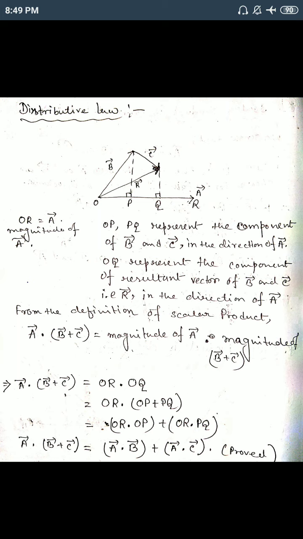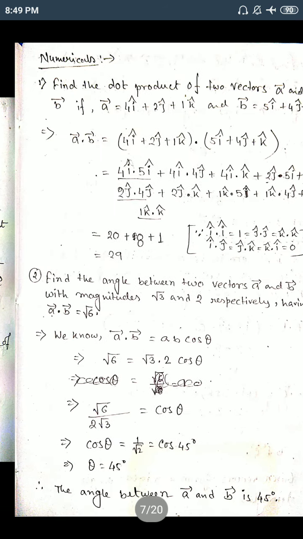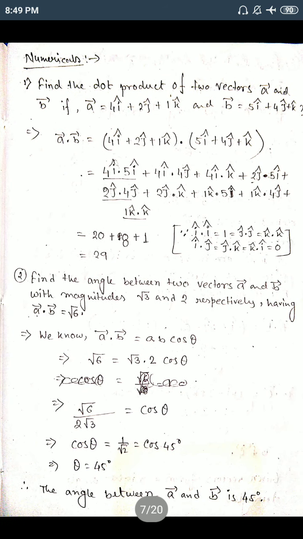Now we can multiply as in the algebraic method, OR dot OP plus OR dot PQ. OR represents the a vector, OP represents the b vector, plus OR represents the a vector, PQ represents the c vector. So a dot b plus c equals a dot b plus a dot c. These are the numericals related to dot vectors.